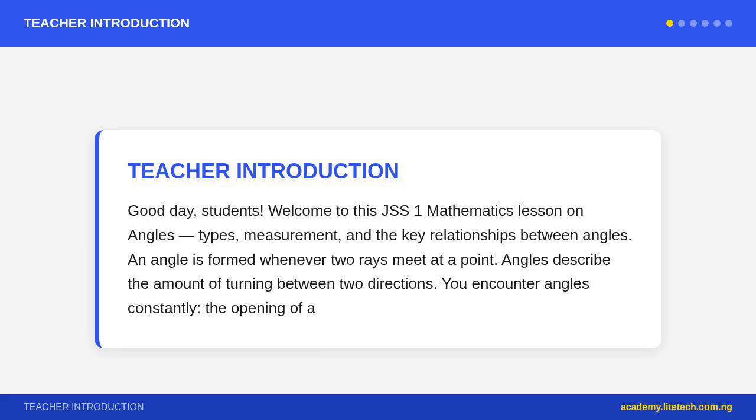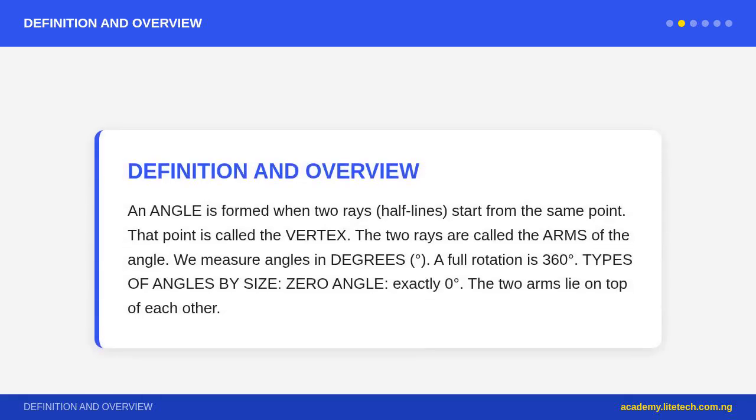Straight angle, exactly 180 degrees. The two arms form a straight line. Reflex angle, between 180 degrees and 360 degrees. More than a half turn. Complete revolution angle, exactly 360 degrees.